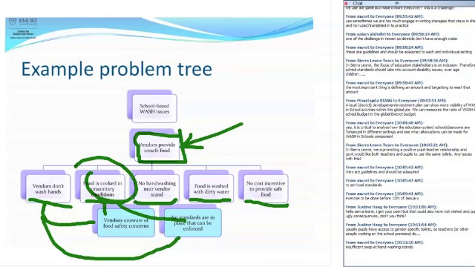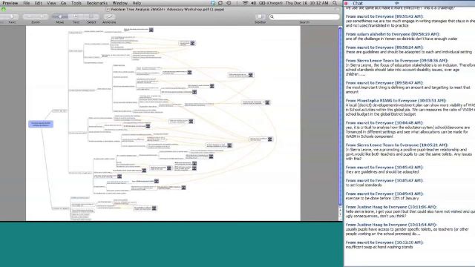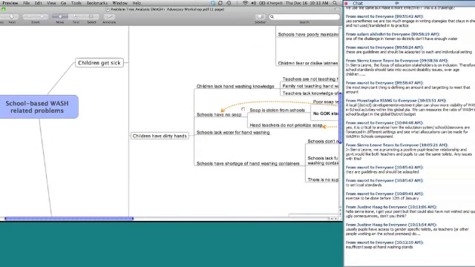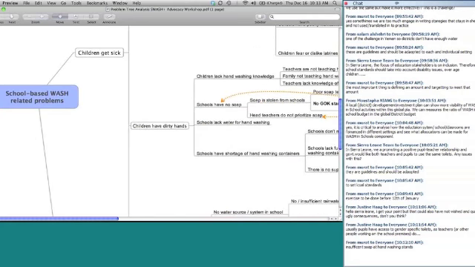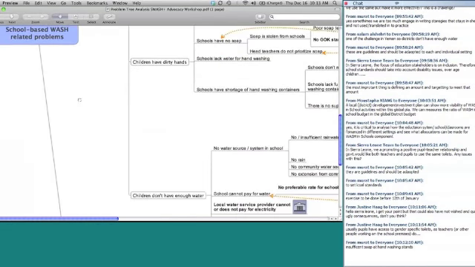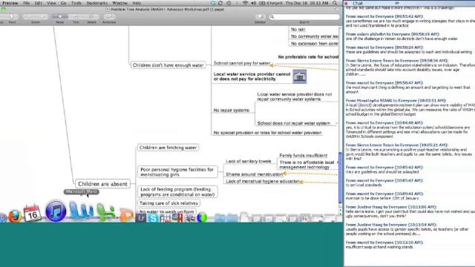So let me share my desktop. Here's a problem tree. And I know you can't see it. It's quite large. But I want to show you what it looks like to really go through the problem tree approach. And if we zoom in here, what we did was we started out with school-based WASH-related problems. And then we talked about two main components. Children get sick. And then we talked about, down here, children are absent.